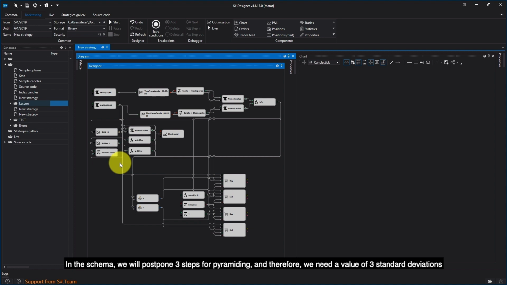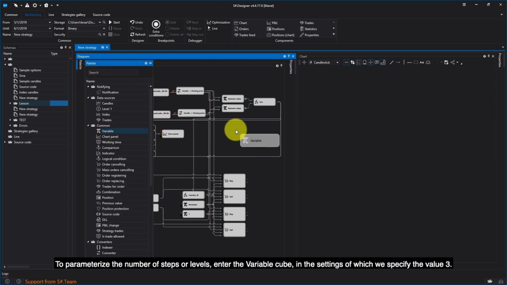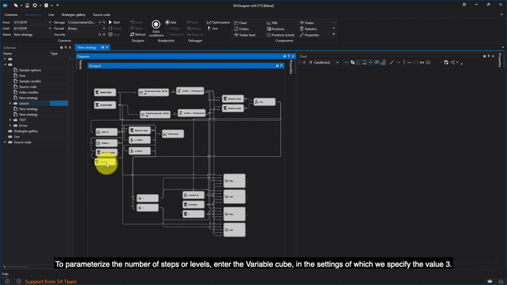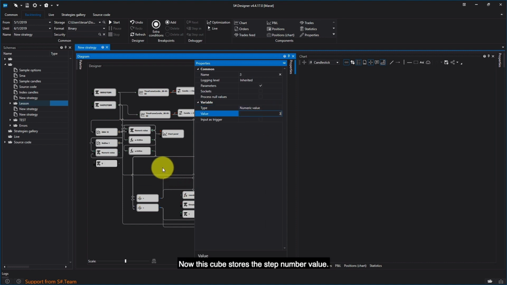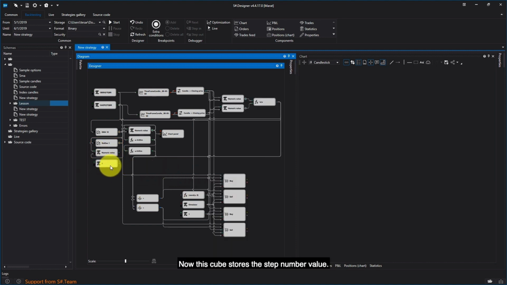In the schema, we will postpone 3 steps for pyramiding, and therefore we need a value of 3 standard deviations. To parameterize the number of steps or levels, enter the variable cube, in the settings of which we specify the value 3. Now, this cube stores the set number value.